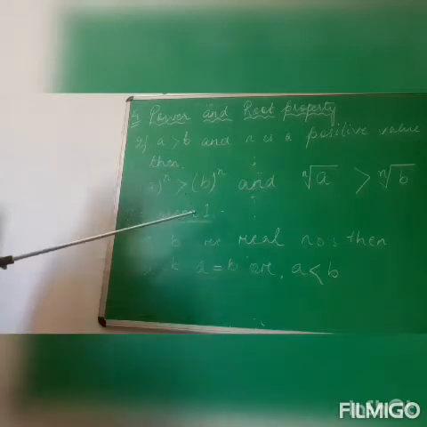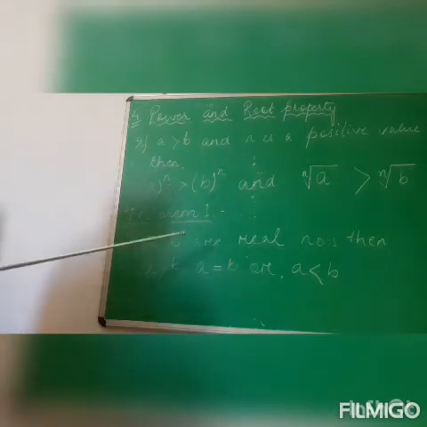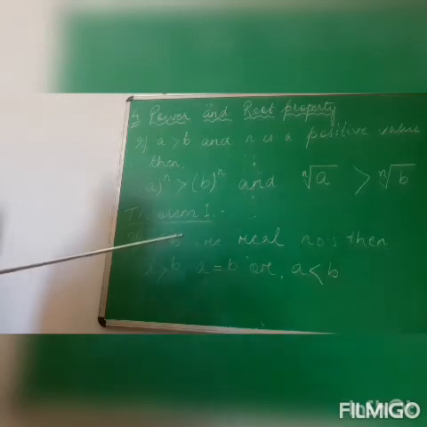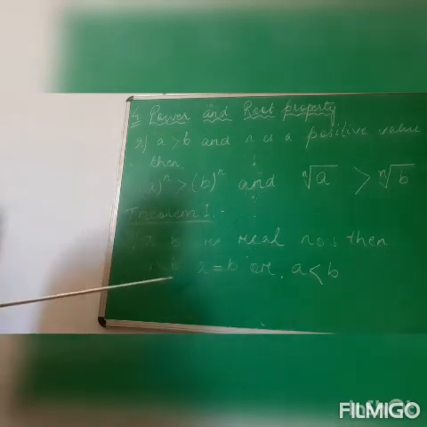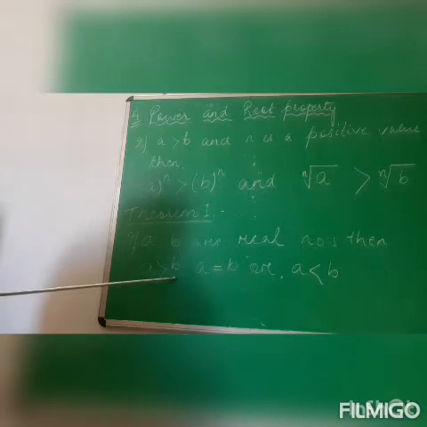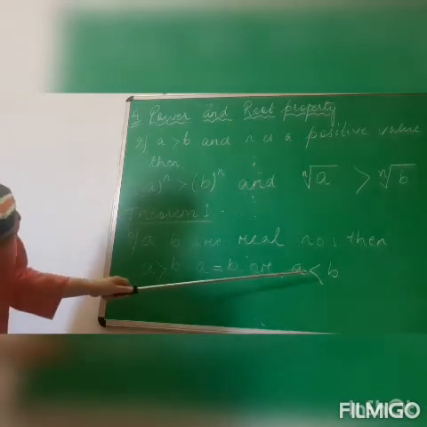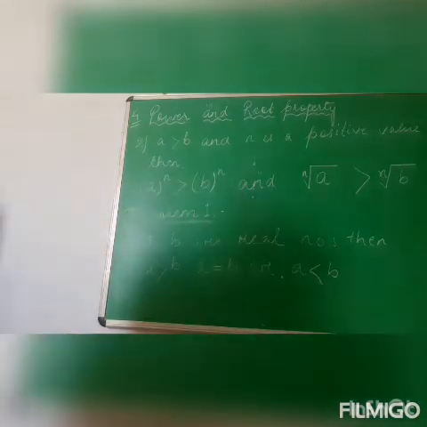So with this we come to the end of the properties, but there are certain theorems also which we need to prove. The first theorem is, if A and B are real numbers, then there are three conditions which can be fulfilled. First is A is greater than B, A is equal to B, or A is less than B.